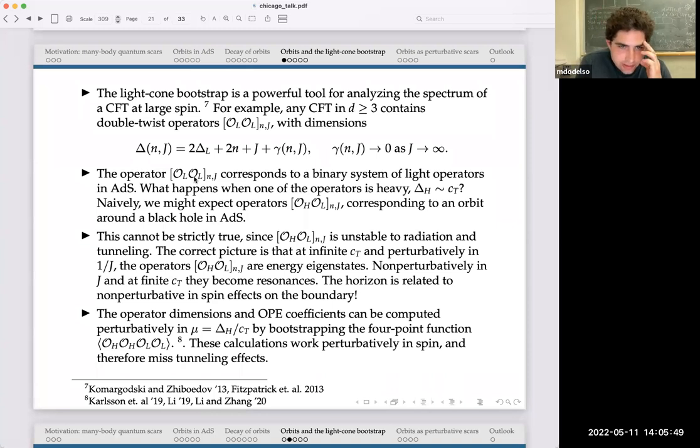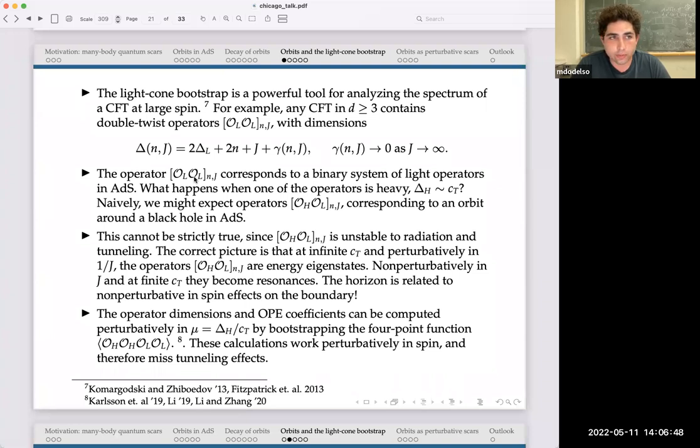Now it's interesting to ask, instead of these operators being light, let's take one of them to be heavy. So we take one of them to be a black hole. Naively, what you might expect is that we have operators which are double twist operators formed out of O heavy and O light. And these would correspond to an orbit around the black hole in AdS. That can't be true, because I just showed that these orbits are unstable to radiation and tunneling. So these operators cannot be energy eigenstates. However, a useful picture is to consider the infinite CT limit and only work perturbatively in one over spin. In this limit, these operators are energy eigenstates.